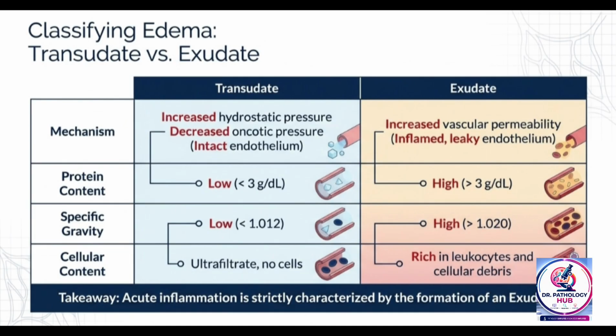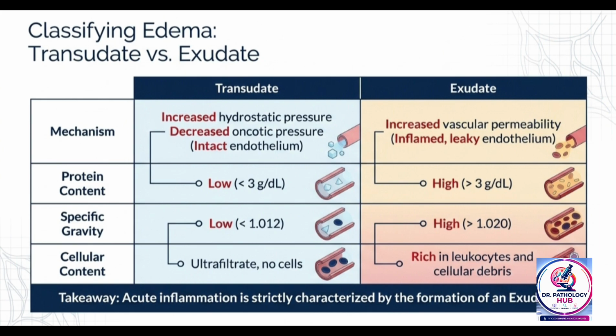For your competitive exams, you must differentiate the 2 types of edema fluid: transudate versus exudate. Transudate occurs across an intact endothelium due to increased hydrostatic or decreased oncotic pressure. It is protein-poor, cell-poor, and has a low specific gravity below 1.012. Transudate could be seen in conditions like chronic liver diseases, renal failure, and congestive heart failure.